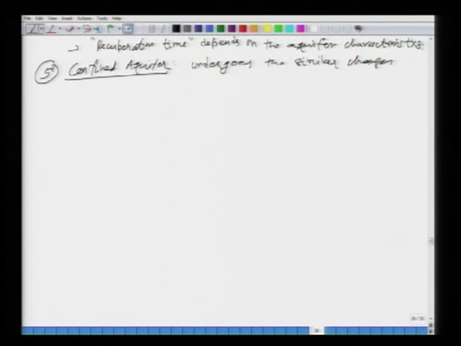Everything we have looked at happens in the confined aquifer also, except that we do not have a groundwater table in the confined aquifer as we saw earlier. What do we have? We have what is called the piezometric surface.